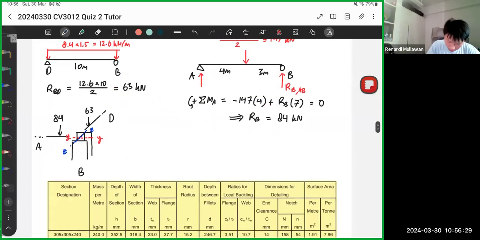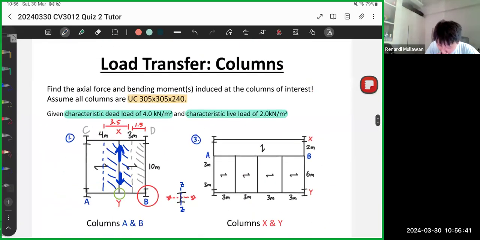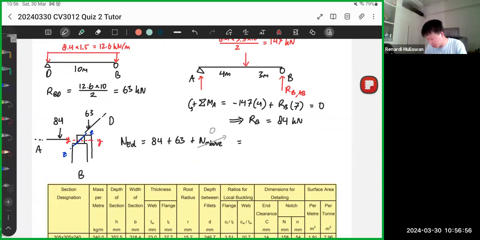So NED, what's NED? NED is just 84 plus 63 because those are the reaction forces. And by right, do they indicate any top column? No, right? So the top column, it's the N above, right? It's a normal force above, but in this case, we don't have. So this one is just 0. So in the end, you will get 84 plus 63, 147 kilonewtons. So that's NED.